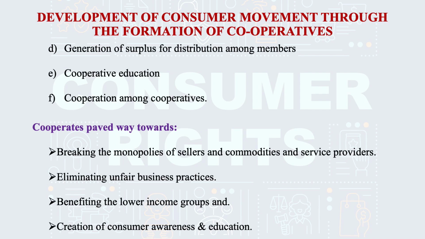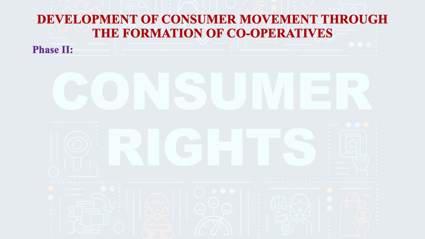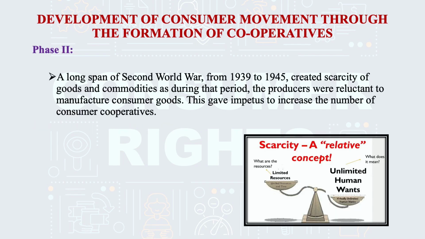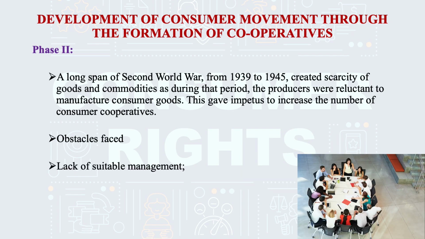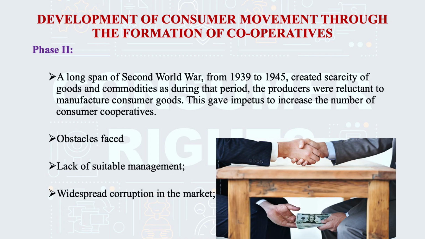Now let us take phase 2. In phase 2, the long span of World War II from 1939 to 1945 created scarcity of goods and commodities, as during that period the producers were reluctant to manufacture consumer goods. This gave impetus to an increase in the number of consumer cooperatives. The obstacles faced during the Second World War: one is the lack of suitable management. There was no proper management system prevailing in the cooperatives. Then widespread corruption in the market.